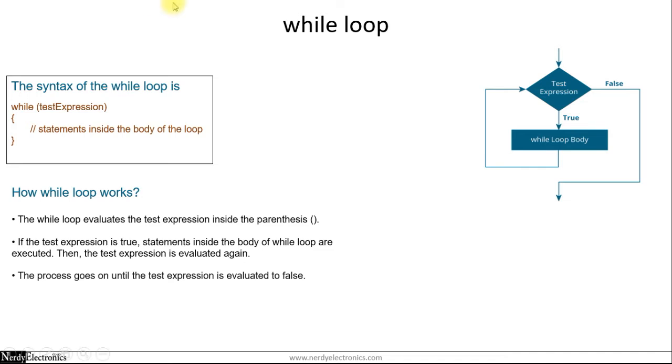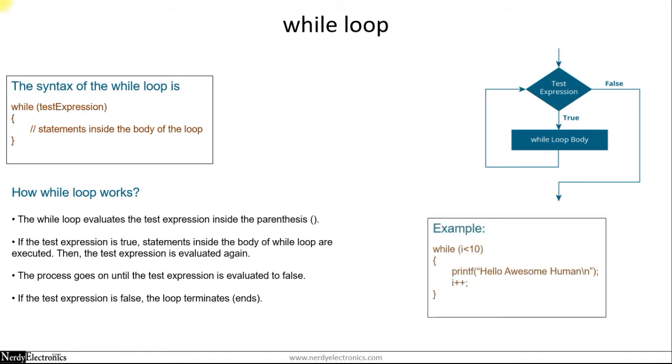The expression could be evaluated to false, let's say after 50 times, after 100 times, maybe after one time, or maybe it is always false. So this looping keeps on going till the expression is true. If the expression is false, the loop terminates or ends.